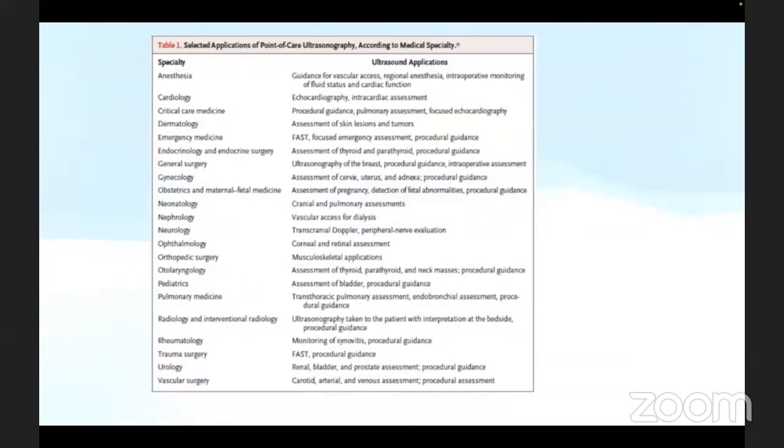Coming to the anesthesia part, you can see point of care ultrasound is involved in guidance for vascular accesses, regional anesthesia, and intraoperative monitoring of fluid status and cardiac functions. And at the same time, in critical care medicine, it is used for procedural guidance, pulmonary assessment, and focused echocardiography.